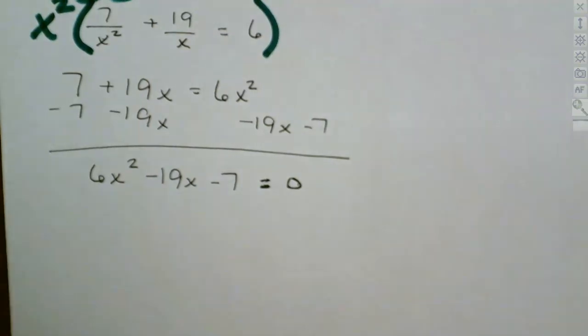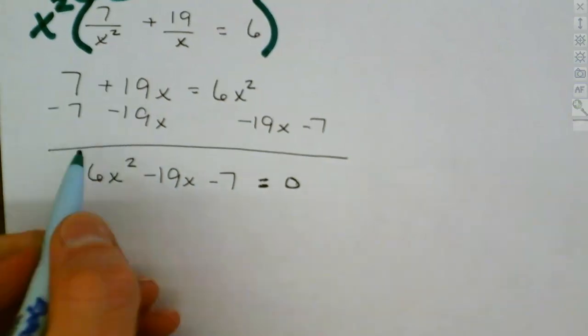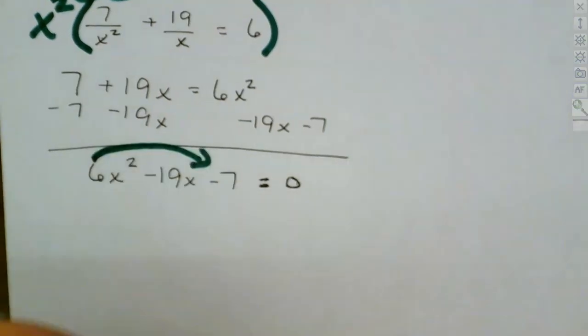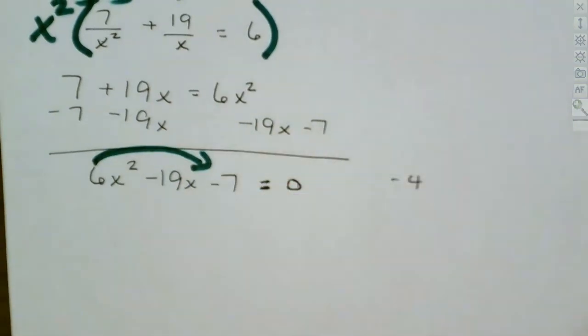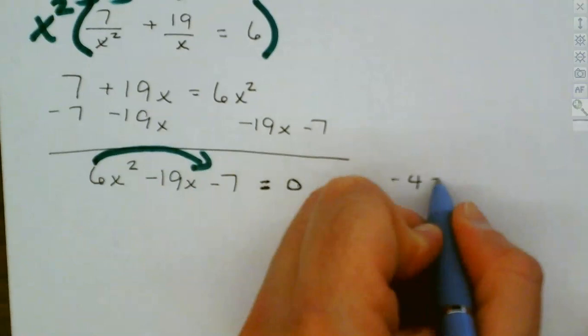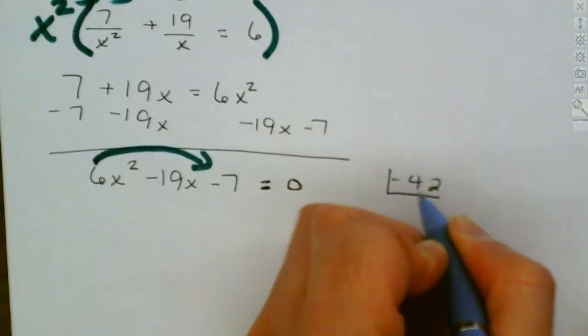Always check that first. That's going to be the first thing you do. Could have been a 2, could have been a 3 in common. In this case, there was nothing. So nothing's in common. So what do we do? We take the first number times the last number. First number times the last number. Well, that's going to be a minus 42, isn't it?